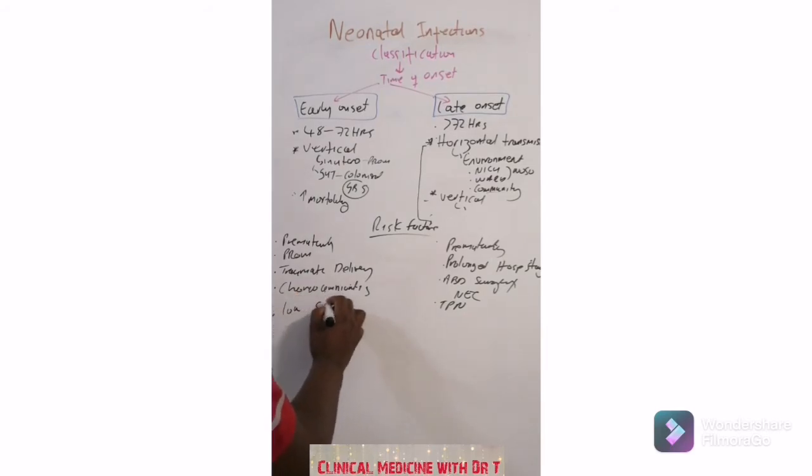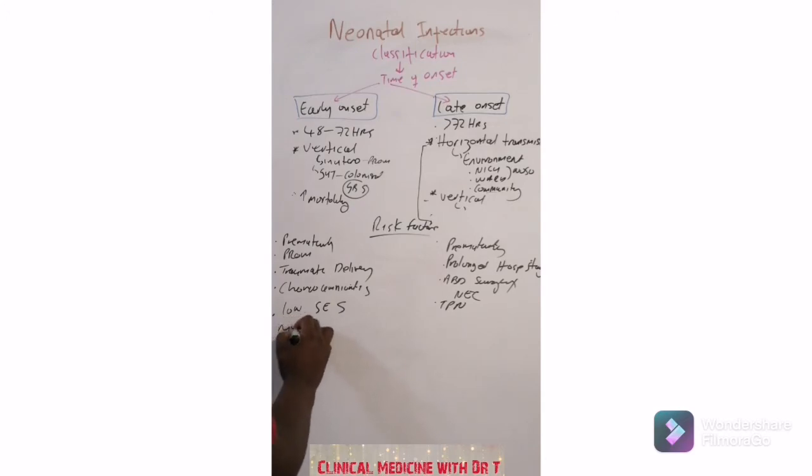low socioeconomic status. You know, low socioeconomic status plays a role in most infections because of overcrowding, poor hygiene, lack of the necessary, like lack of water, like the basic necessities of life. So most infections, they thrive in low socioeconomic places.